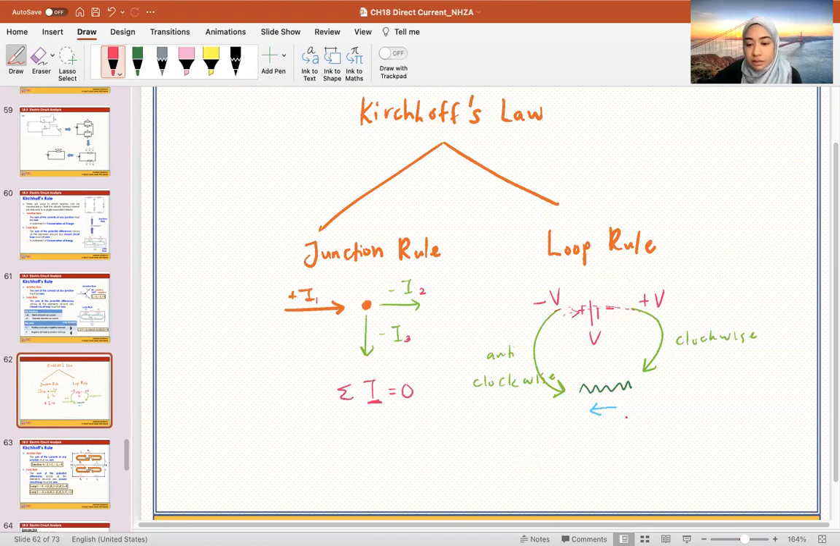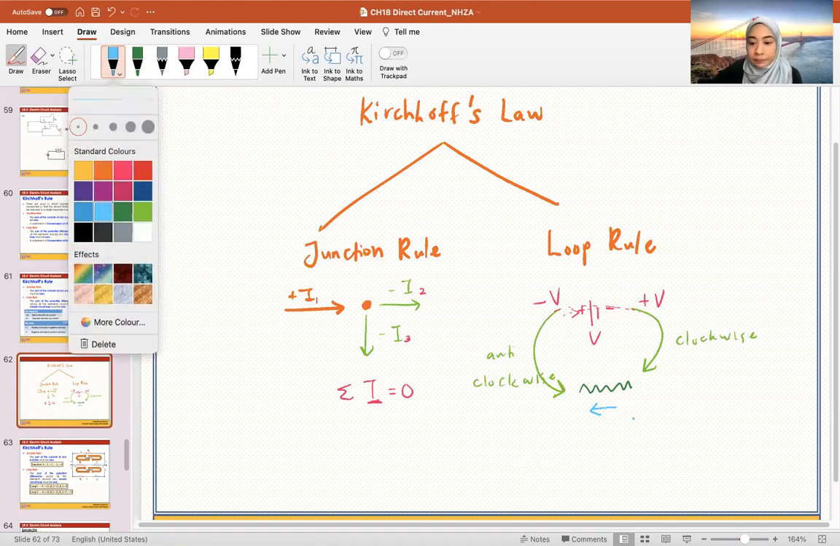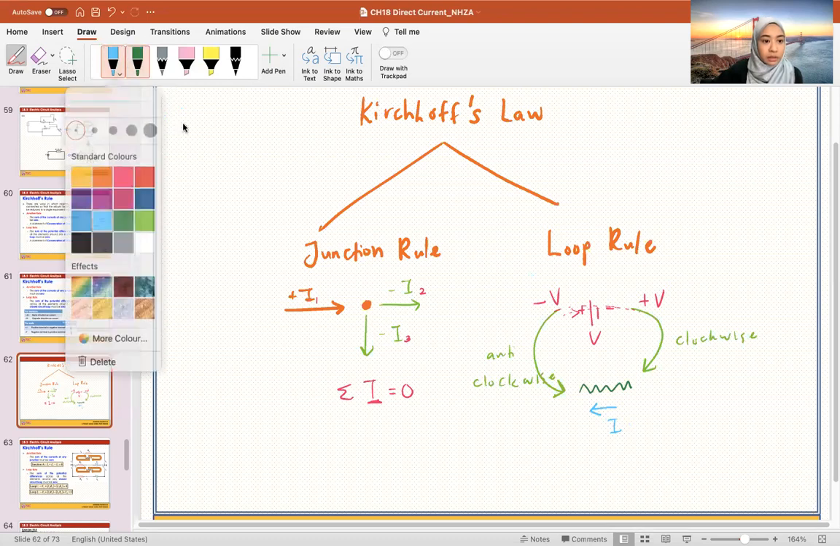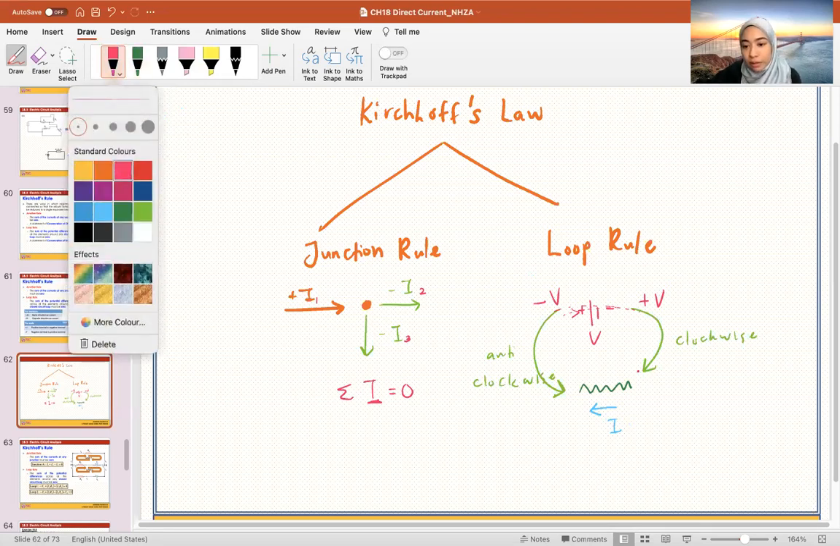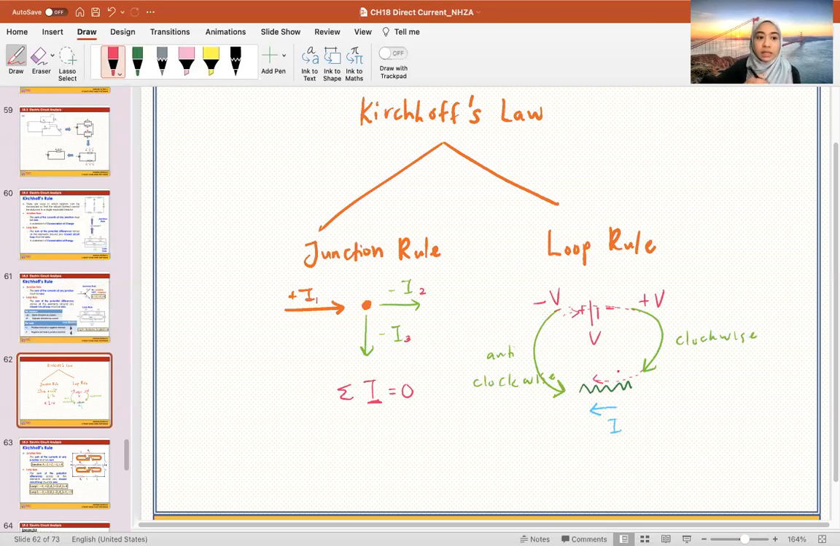As for the current, this is your current, whatever current that is flowing. And if I'm going clockwise, I am actually traveling in the same direction as the current. So this becomes positive IR. Okay, this is R. So this becomes positive IR. And the opposite case for anti-clockwise, I'm moving this way, which is the opposite direction to the current. So it becomes negative IR. Okay, so basically that is it. And the summation of your voltages should be equal to 0.